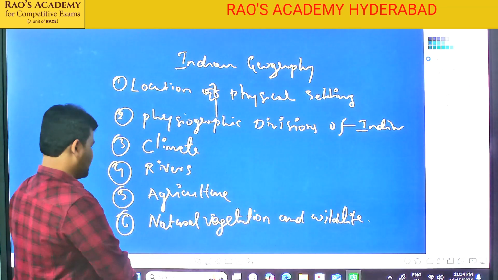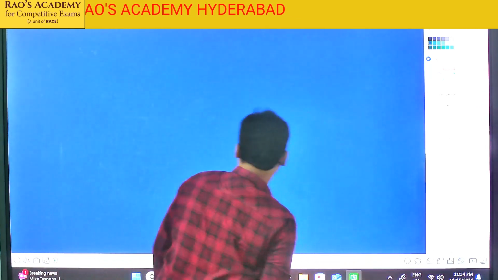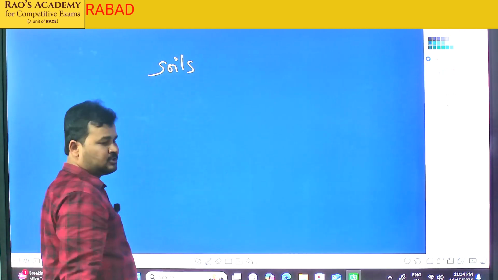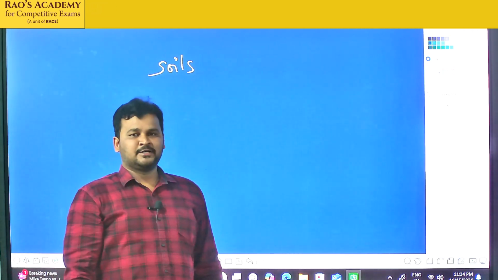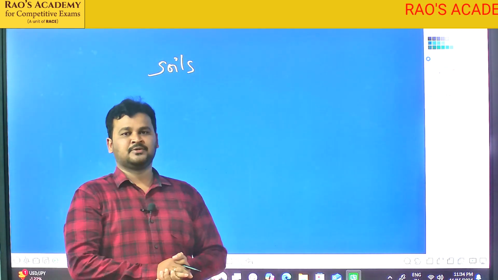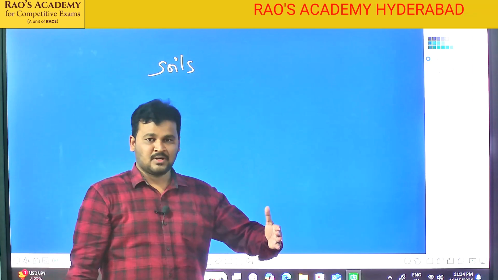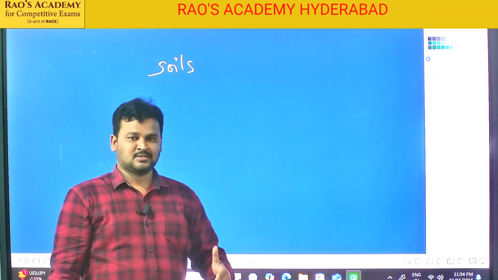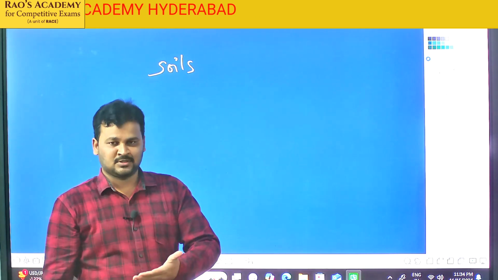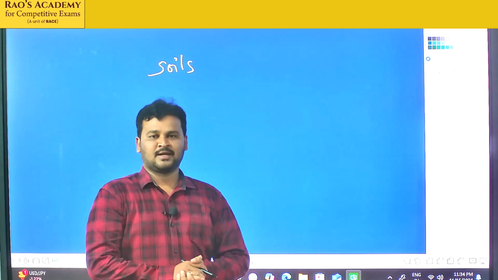Okay. And after that, one more chapter that we need to refer to is soils. We need to know the soils of India. According to ICAR, the Indian Council of Agricultural Research, soils are classified into 8 types in India. Like we can see red soils, black cotton soils or regur soils, peaty soils, yellow soils, laterite soils. Such types of soils are present in India according to the ICAR classification.